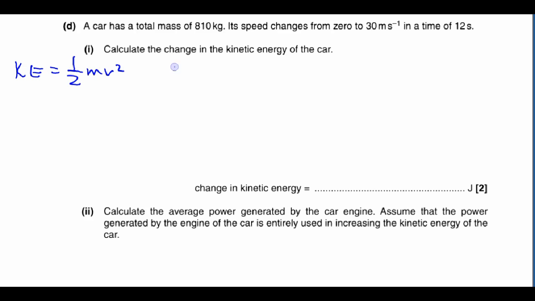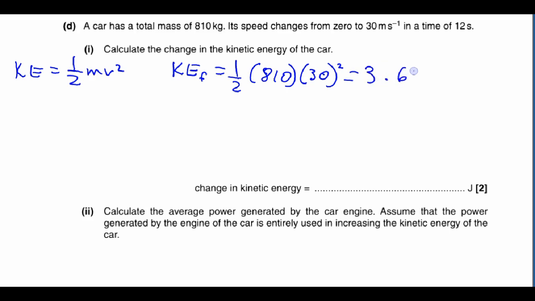Using this formula, we can find the kinetic energy that the car has when it's traveling at 30 meters per second, and we can call that the final kinetic energy. It will be half times the mass of the car, which is 810, times the square of the speed of the car. This gives 3.645 times 10 to the power of 5 joules.